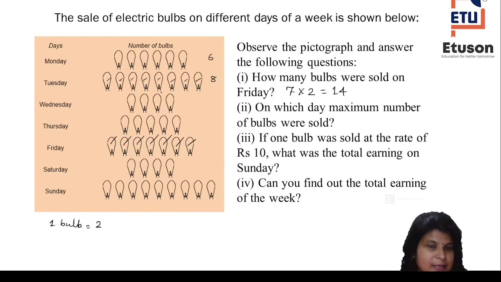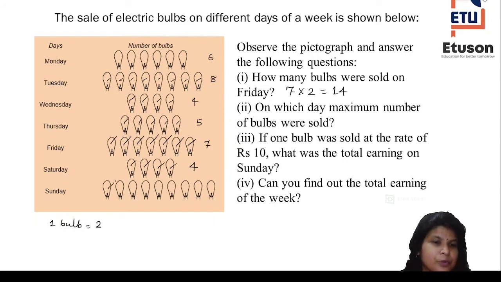So I am just writing 8 here. 1, 2, 3, 4. 4 here. 1, 2, 3, 4, 5. 5 here. Here we had counted earlier. So 1, 2, 3, 4. 4 here. 1, 2, 3, 4, 5, 6, 7, 8 and 9.